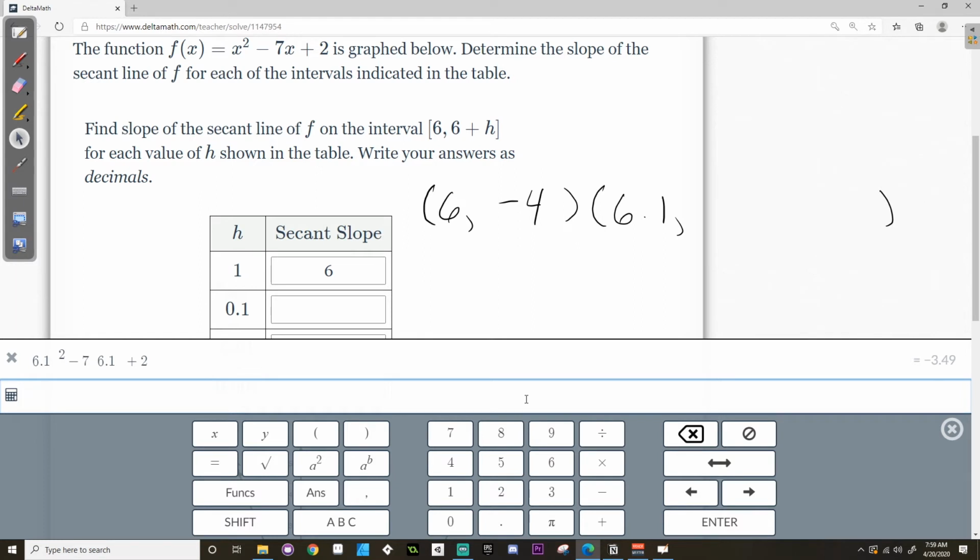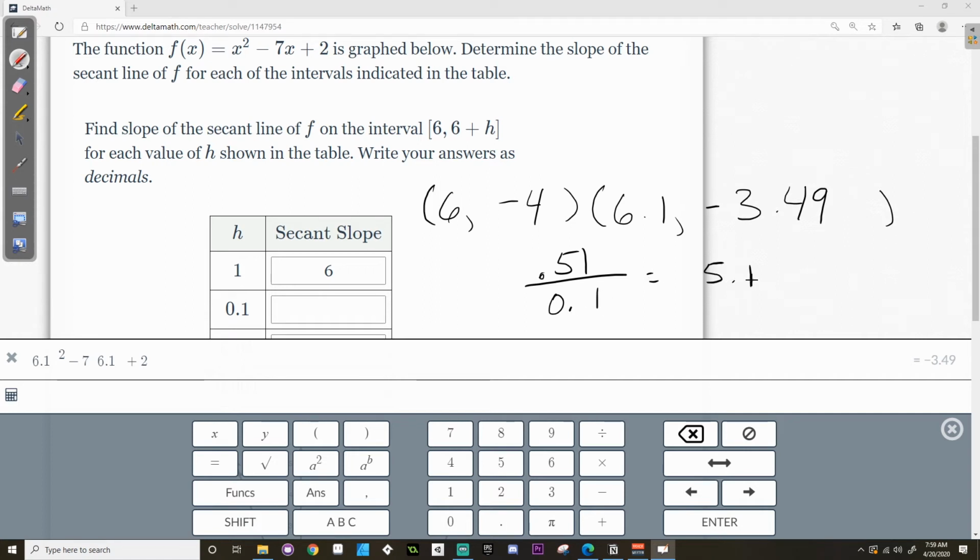So now finding the slope is going to be a little more difficult because I'm dealing with decimals. And I know you guys love decimals. So negative 3.49. So again, to find the slope between these 2 points, I'm going to do negative 3.49 minus negative 4, which is positive 0.51. 6.1 minus 6 is 0.1. And so this becomes 5.1.